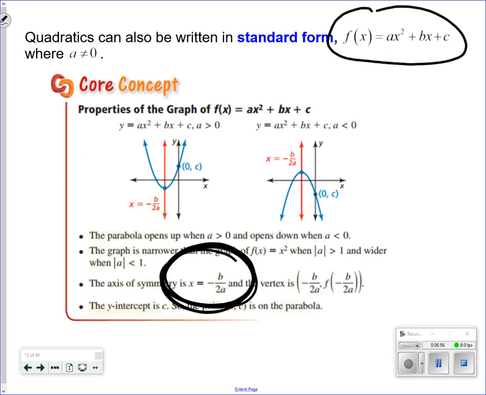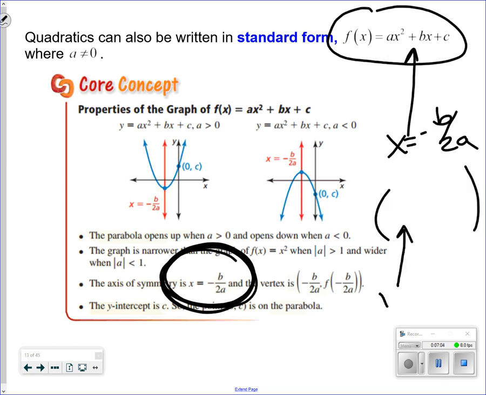The axis of symmetry formula for standard form is negative b over 2a. That will allow you then to have the x value of the vertex, because once you know the axis of symmetry, then you also know the x value of the vertex. So the equation x equals negative b over 2a is a very important formula for graphing standard form.